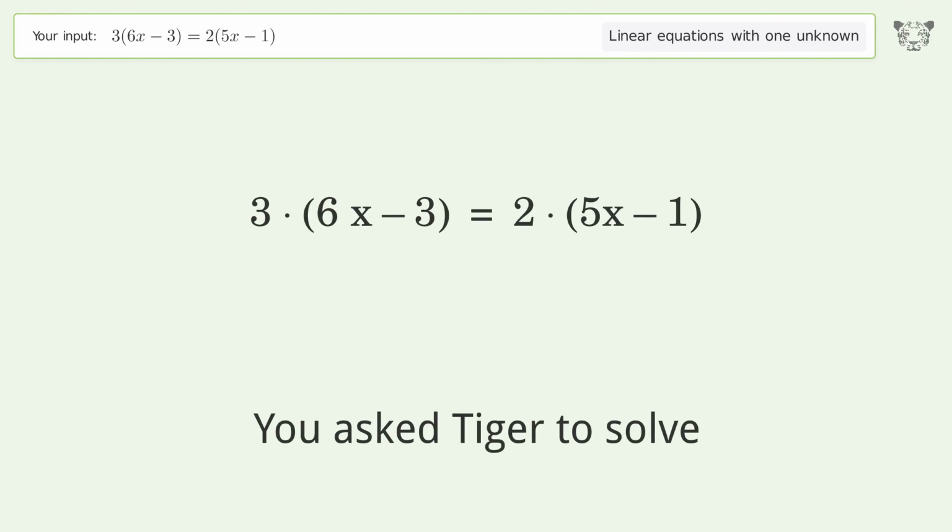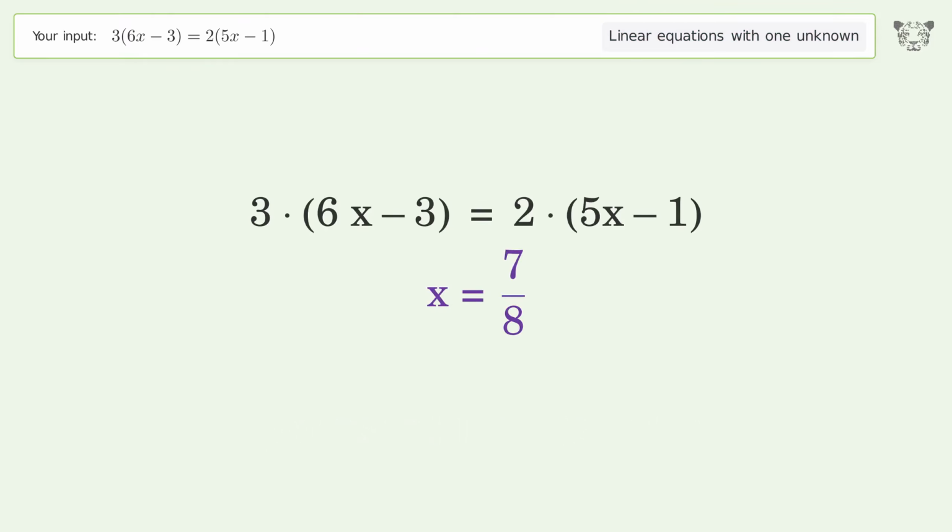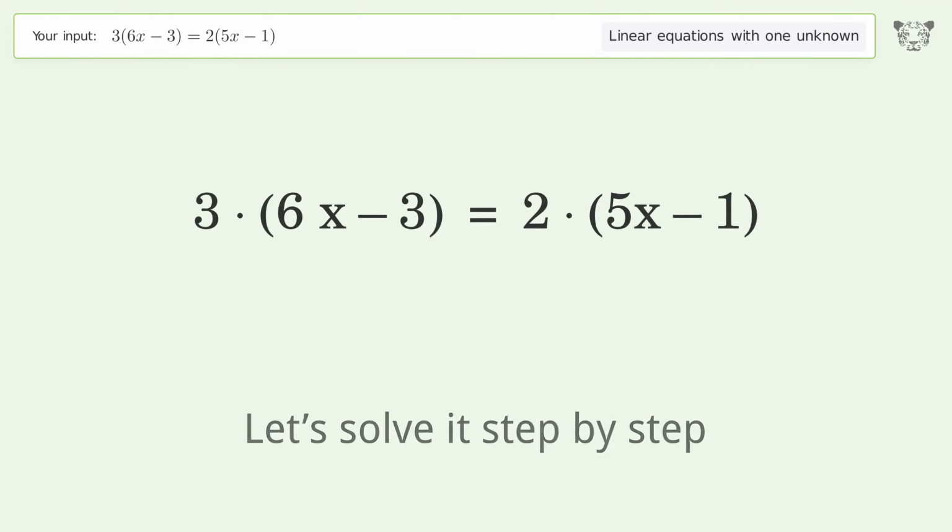You ask Tiger to solve this. This deals with linear equations with one unknown. The final result is x equals 7/8. Let's solve it step by step.